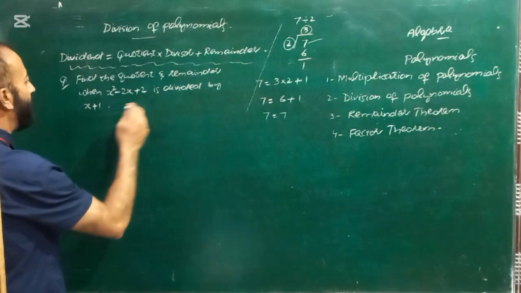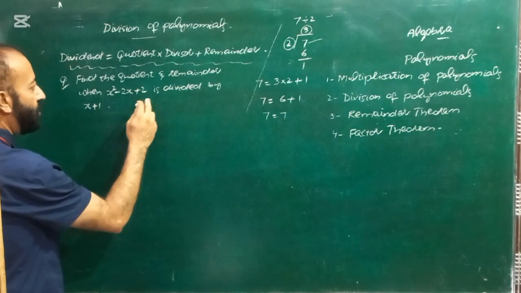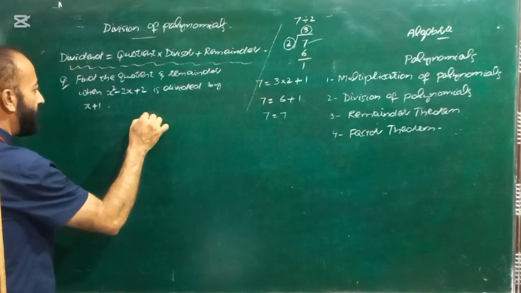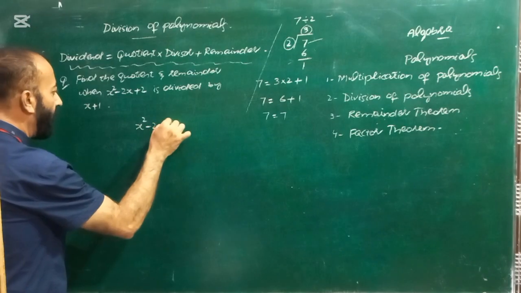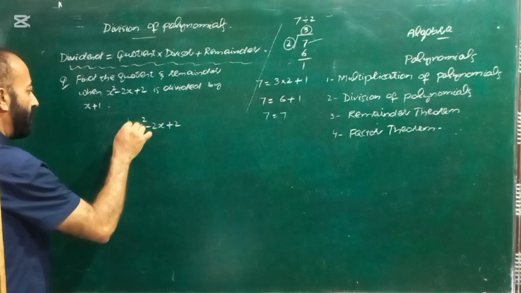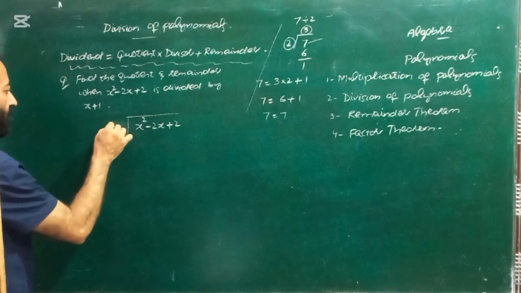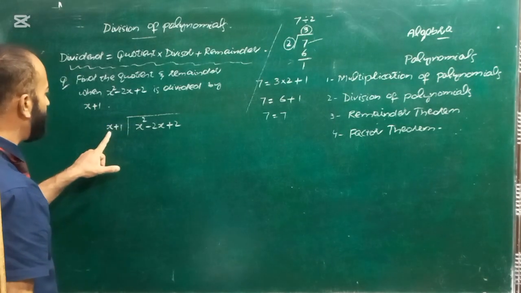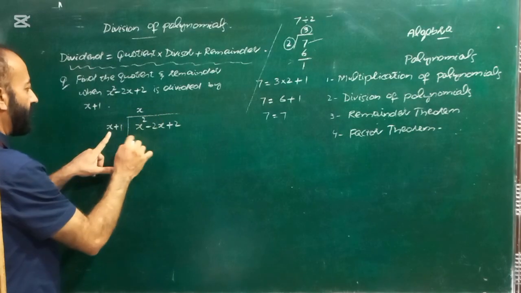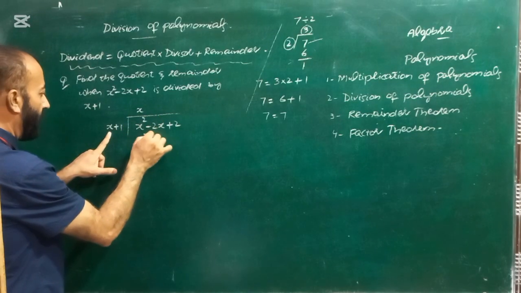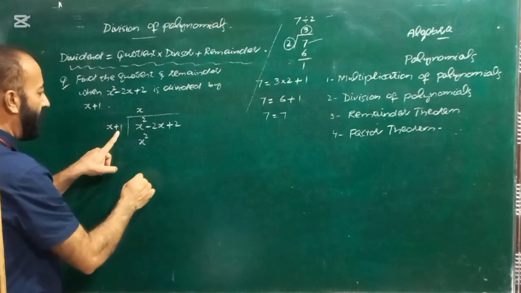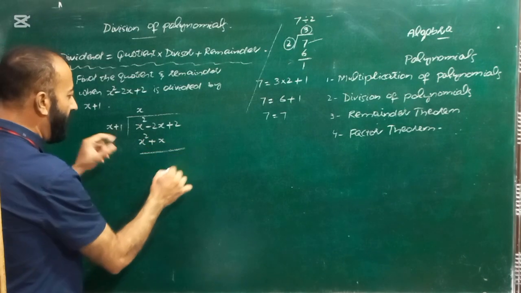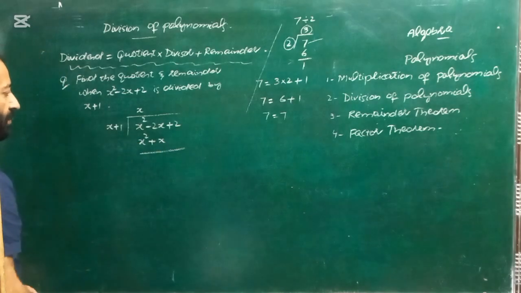Find the quotient and remainder when x square minus 2x plus 2 is divided by x plus 1. So look now, x square minus 2x plus 2 will be put into the bracket and x plus 1 will be put outside the bracket, and we will divide it now. So x will be multiplied with x to give us x square. And now the second element will be multiplied by this one, so plus x.